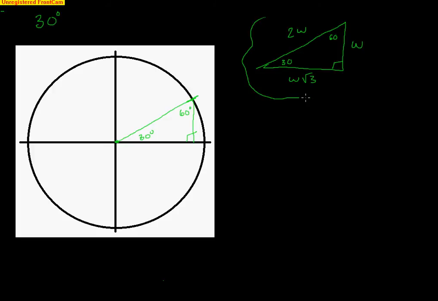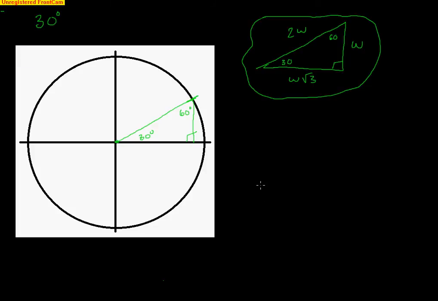Now, you may be like, I don't remember that. Well, then you must not have paid a whole lot of attention to geometry. This is a special characteristic of a 30, 60, 90 triangle. Across from the 30 is W, the hypotenuse is twice that value, and the other leg is W times radical 3. In order for you to understand what I'm about to do right now, you need to remember that.